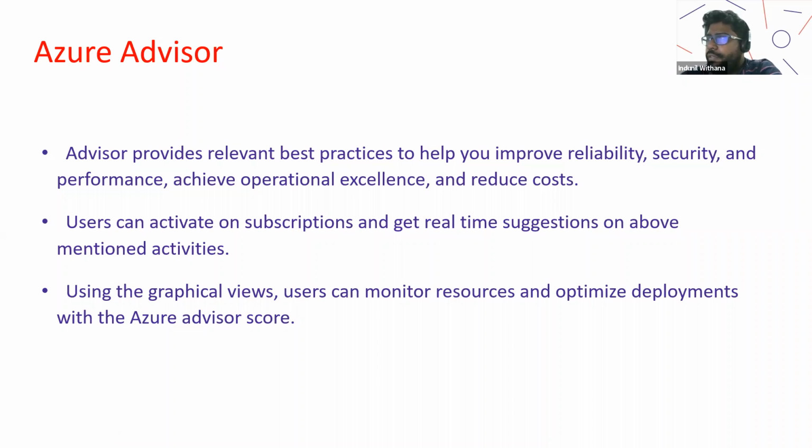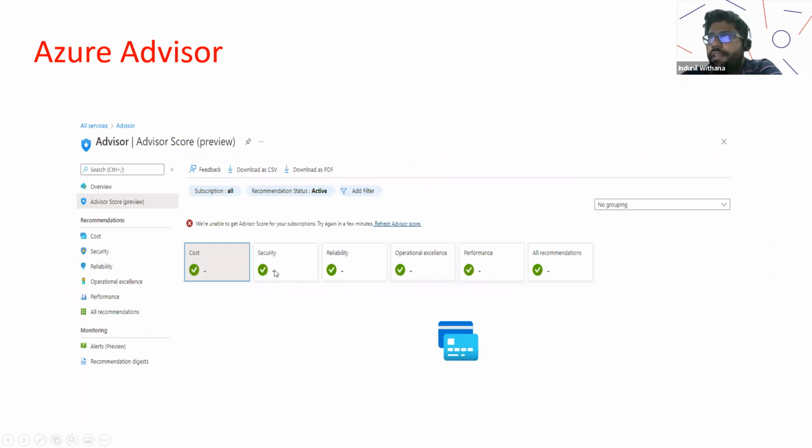And also users can activate it on subscriptions and get real-time suggestions on the above mentioned activities as well. Also, using the graphical views, users can monitor resources and optimize deployments, which will give the Azure Advisor score. So this is the UI which gives the advisor score. For the moment it doesn't have any resources allocated, but if there are any subscriptions, it will give you the information about the cost, security, reliability, and likewise, and also the recommendations as well.